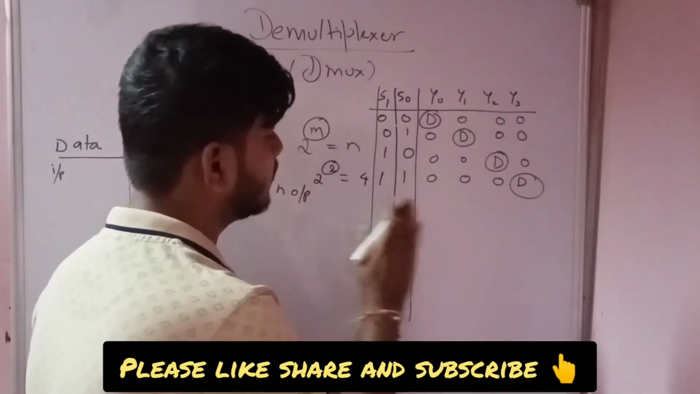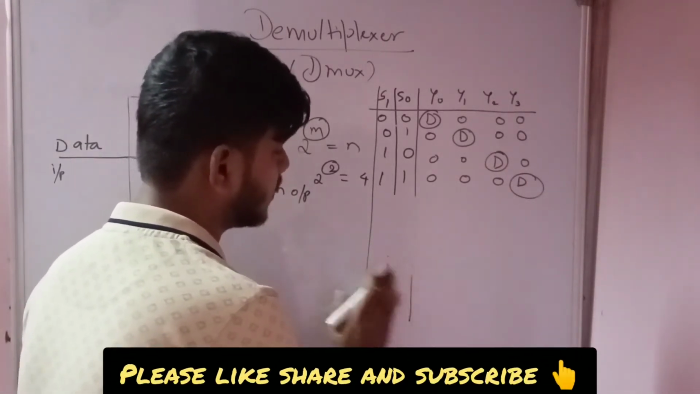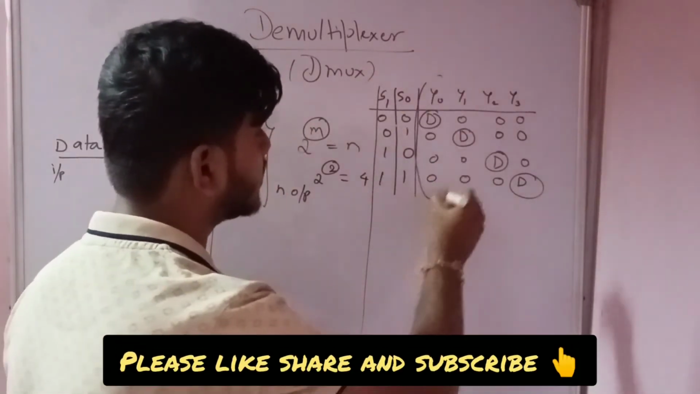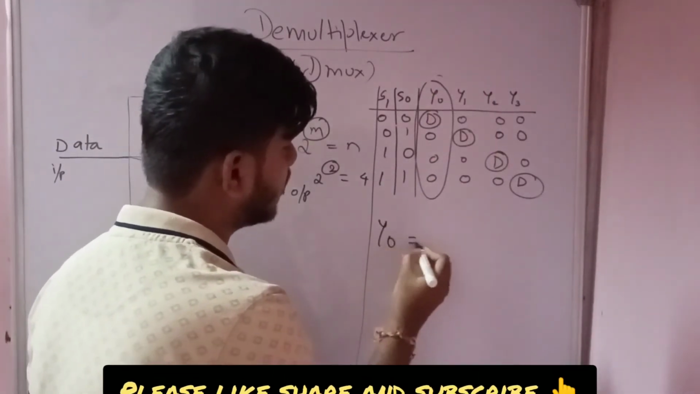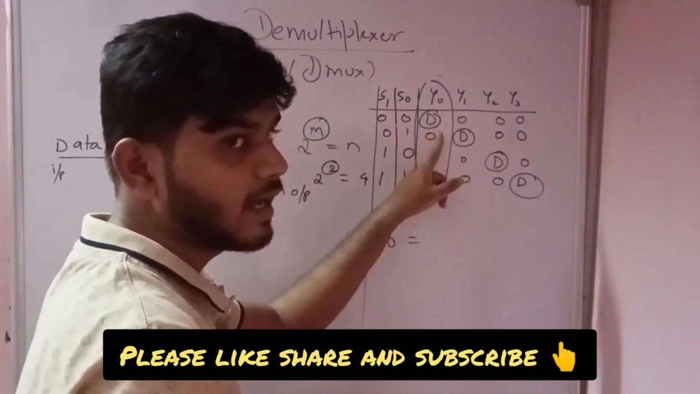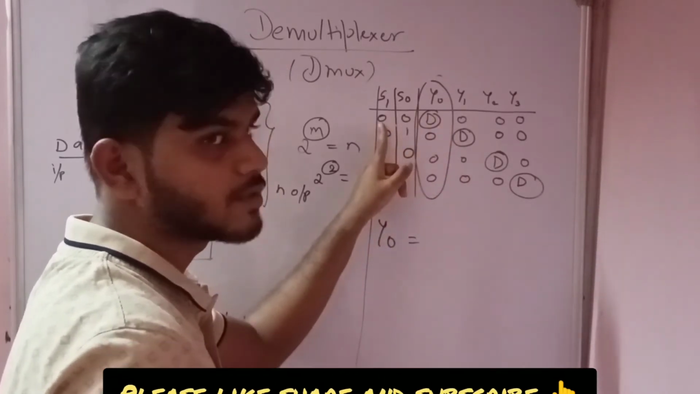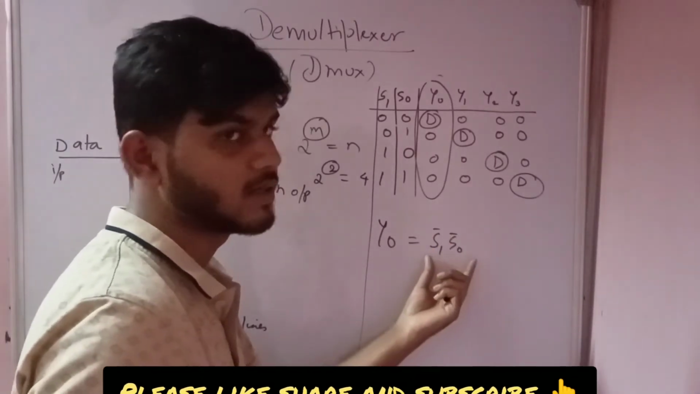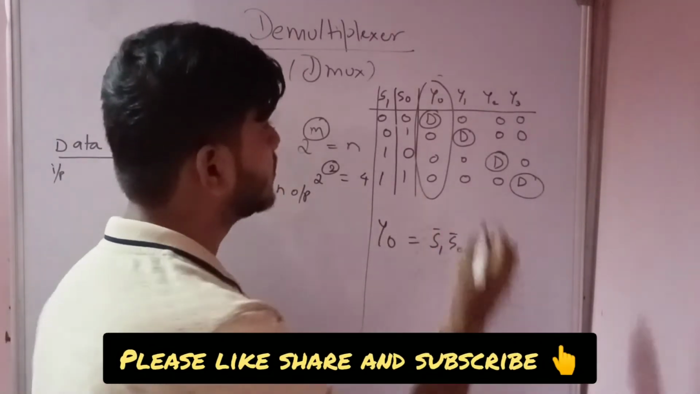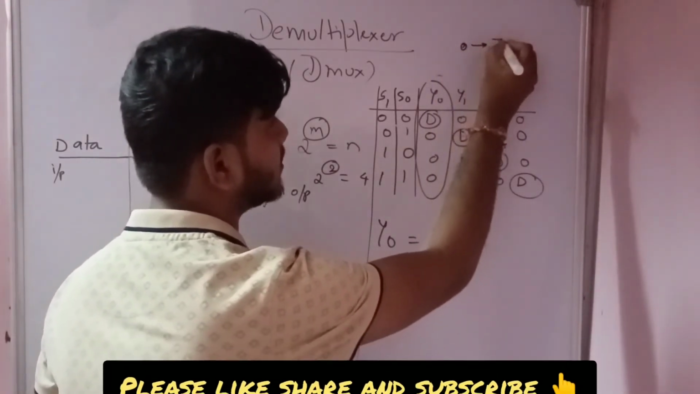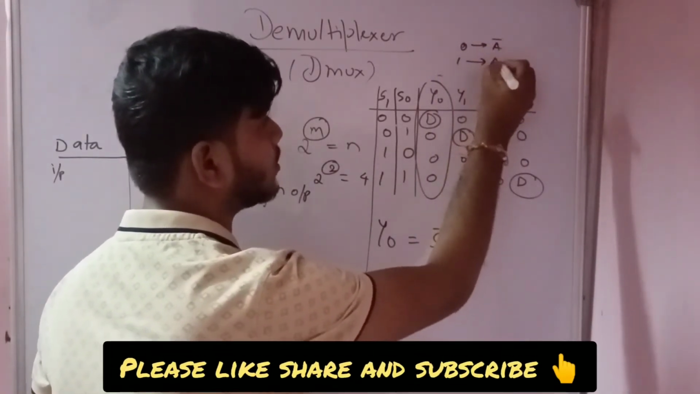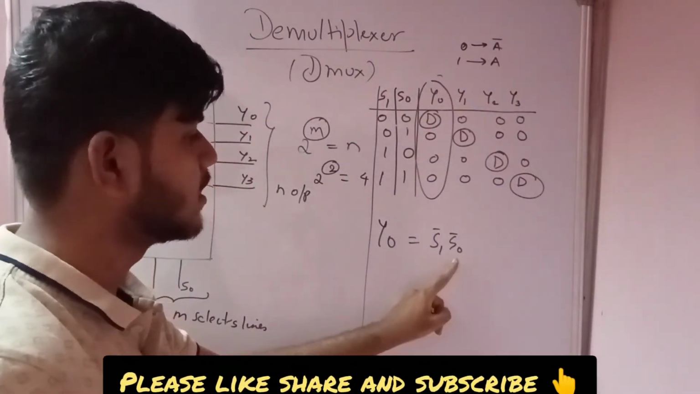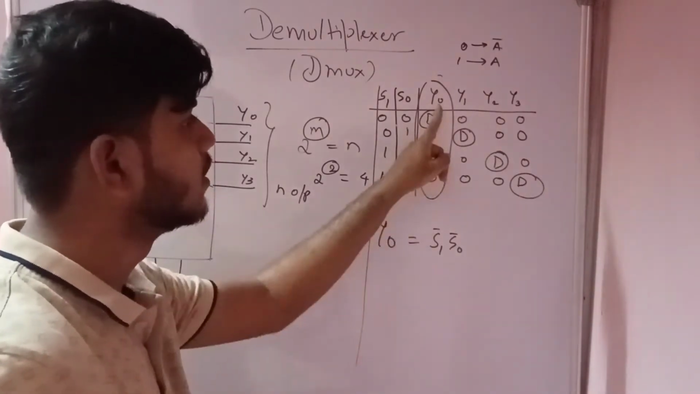Now from this truth table, can we get the expression? Yes, we can. Look at y0. The output is present only at the 0 0 combination. So we can say it is S1 bar, S0 bar, as both are 0. I am indicating 0 with a bar and 1 without a bar: 0 is complement and 1 is without complement. So S0 bar, S1 bar will give you Y0.